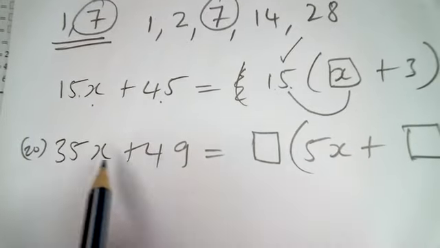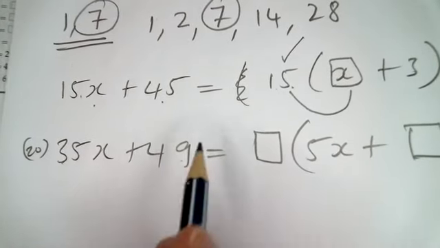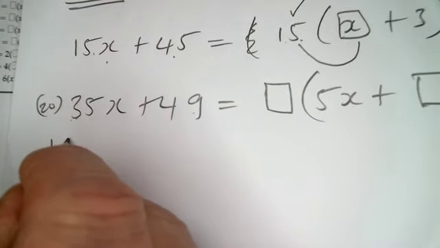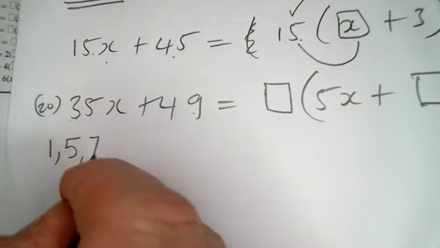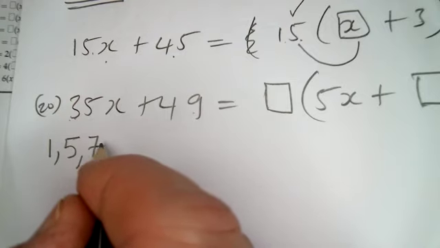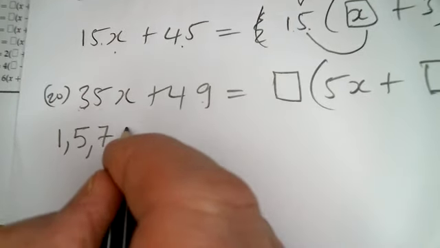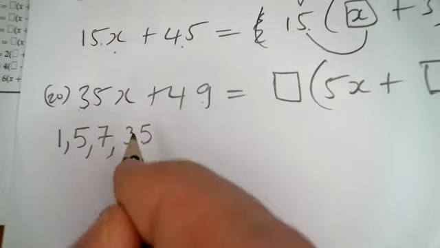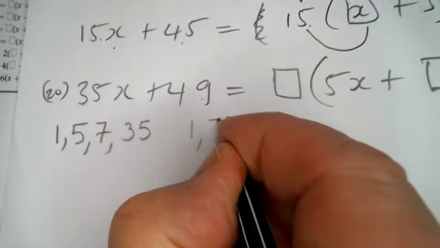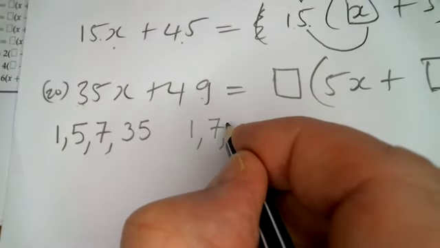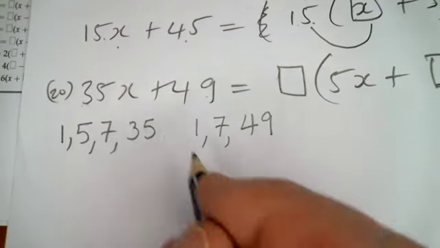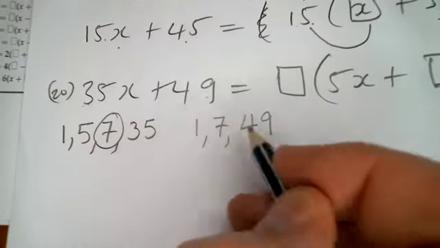So we just say, well, what's common to these two? Well, let's have a look. Common to 35 is going to be 1 and 5 and 7 and 35. So what about 49? Well, that's going to be 1 and 7 and 49. So what's common to both? I've just written out the ones we needed, but 7 is common to both.